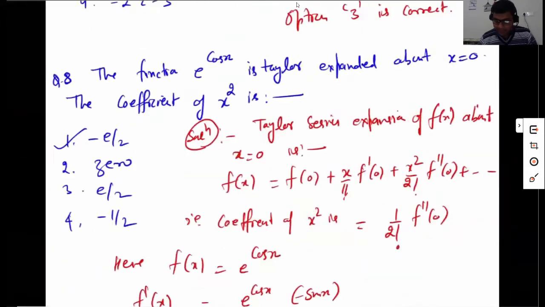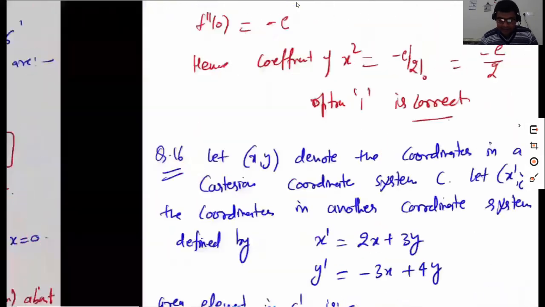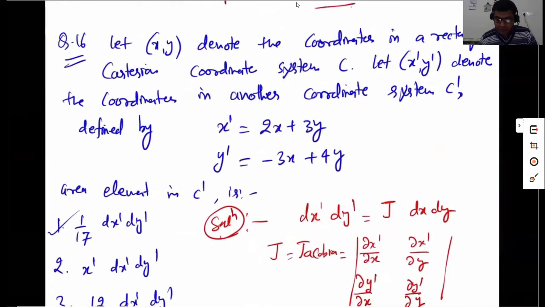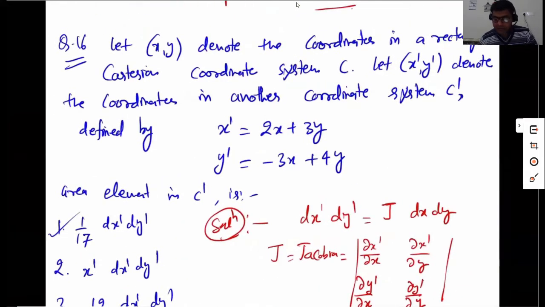Okay, all right. So the next question was: let x, y denote the coordinates in a rectangular Cartesian coordinate system C. Let x prime, y prime denote the coordinates in another coordinate system C prime, defined by these transformation rules: x prime connects with x, y by this equation, and y prime is connected to x, y with this transformation rule. The area element in the new coordinate.